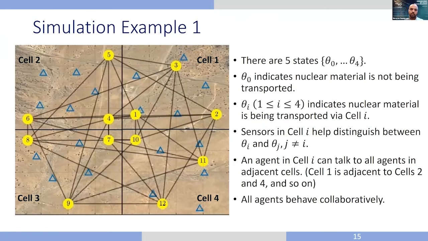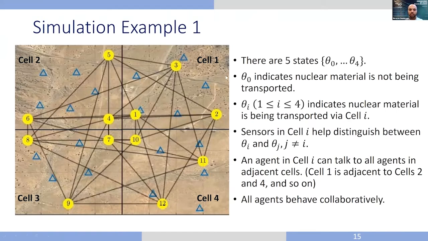Suppose you have a bunch of drones that are monitoring a given area, and they're looking for nuclear material being transported through a certain region. There are 4 cells in this area, and there are 5 possible states of the world. There's no nuclear material being transported, or nuclear material is being transported through cell 1 or cell 2 or cell 3 or cell 4. Those are the 5 possible states.